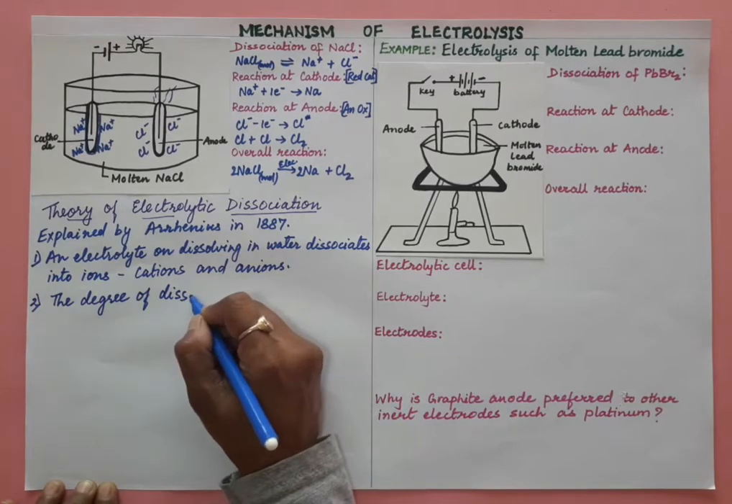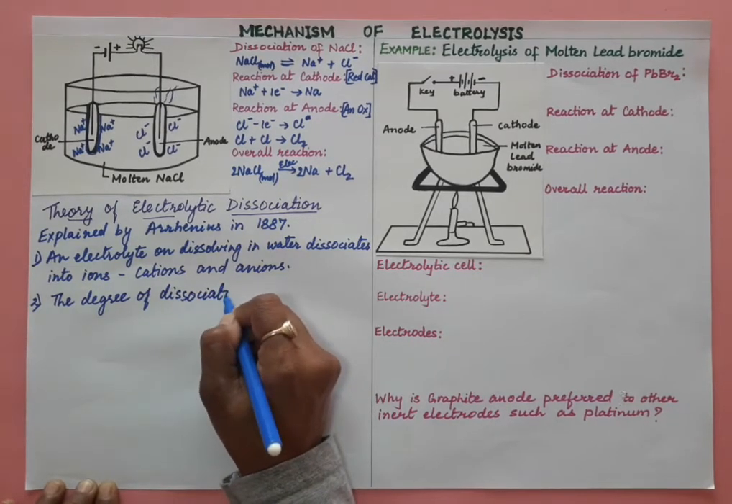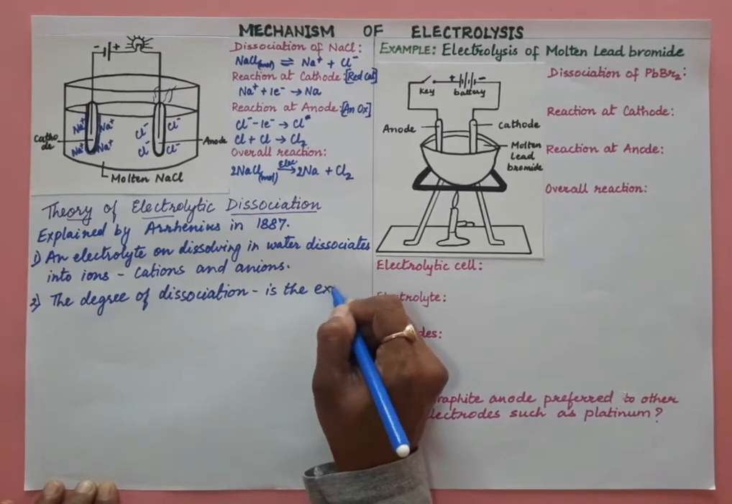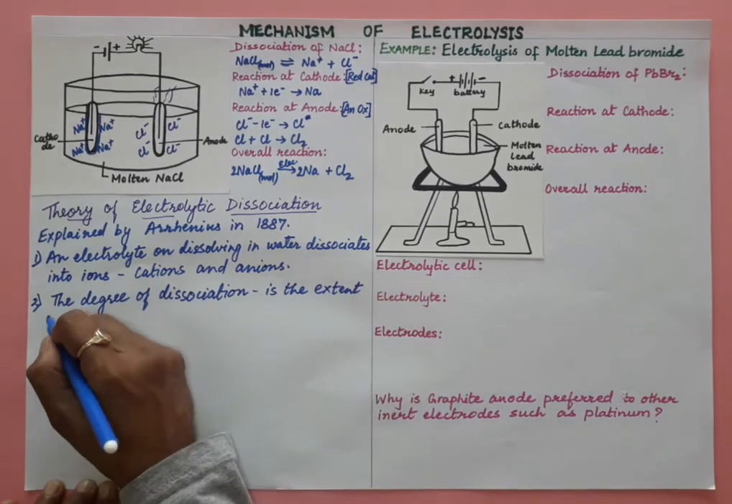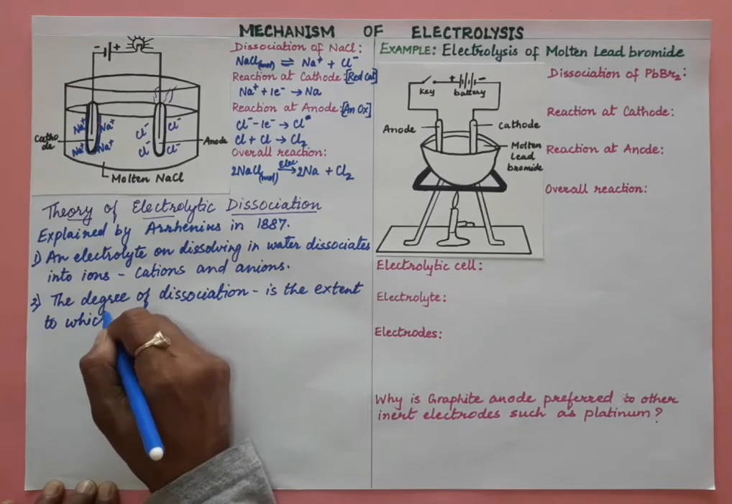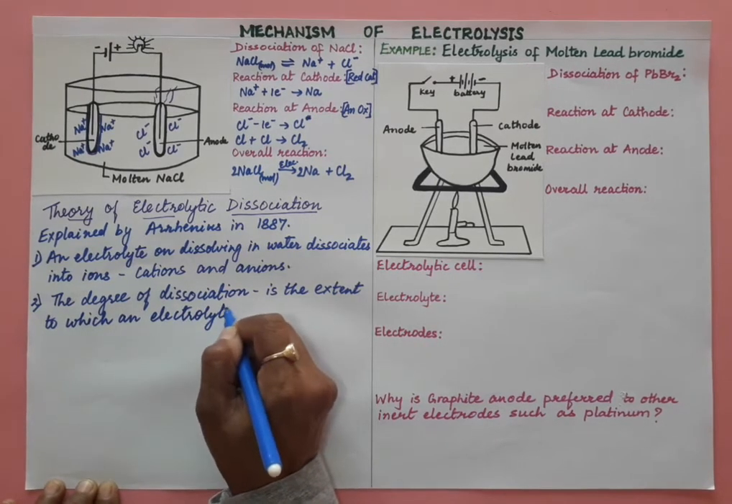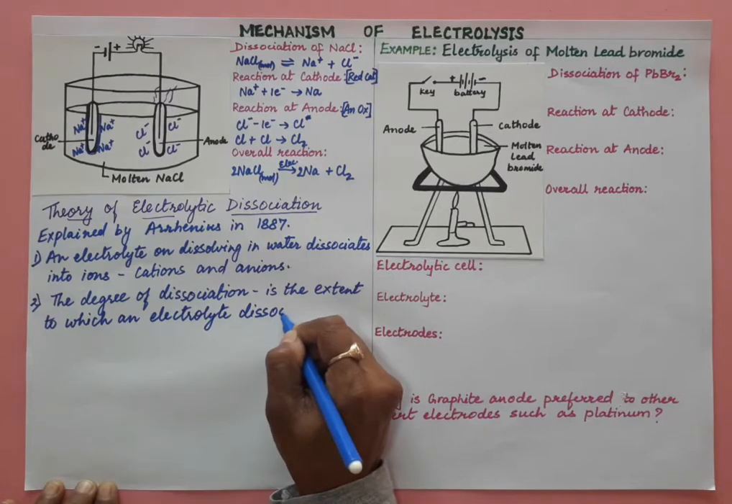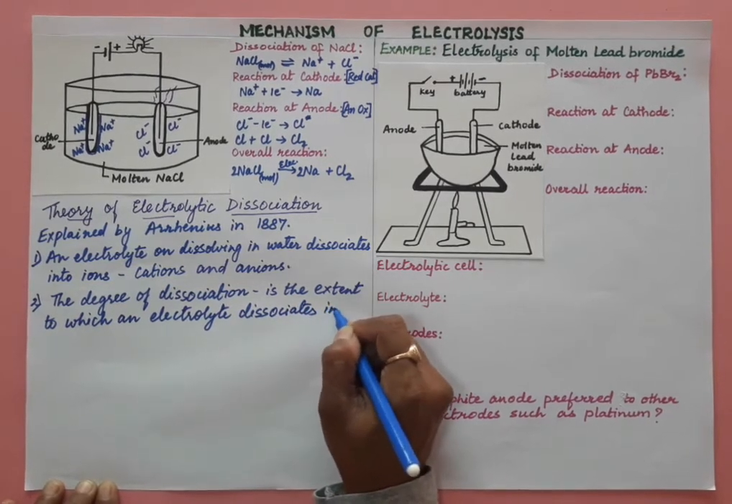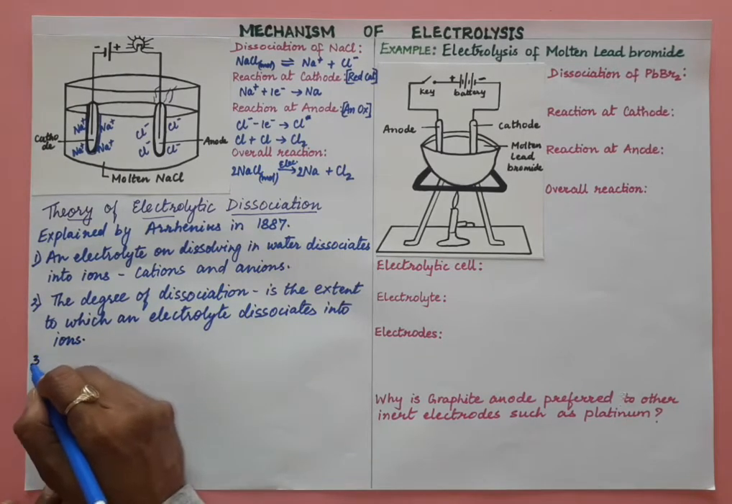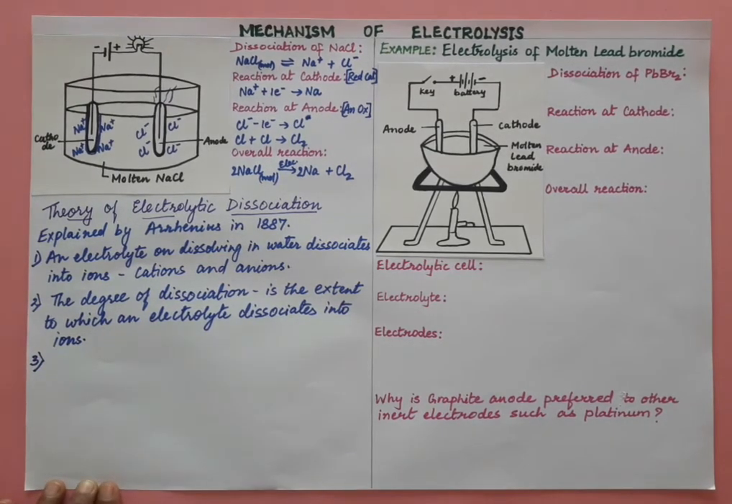The next postulate is the degree of dissociation. What is the degree of dissociation? It is the extent to which an electrolyte dissociates into ions. In the last video we understood strong and weak electrolytes. For a strong electrolyte the degree of dissociation is very high, and for a weak electrolyte it is very low.